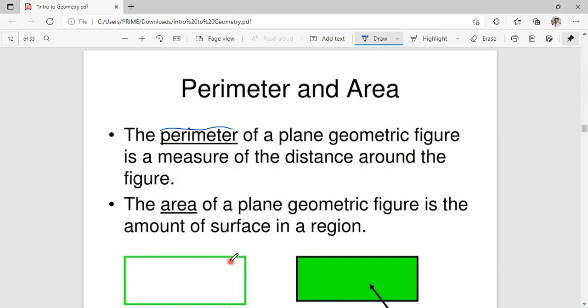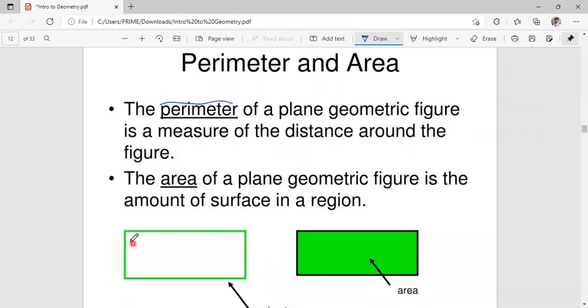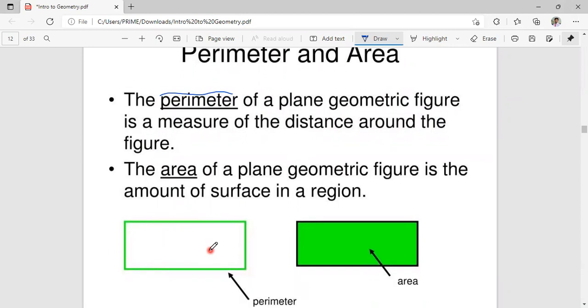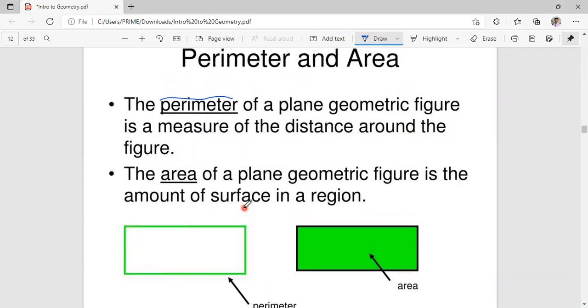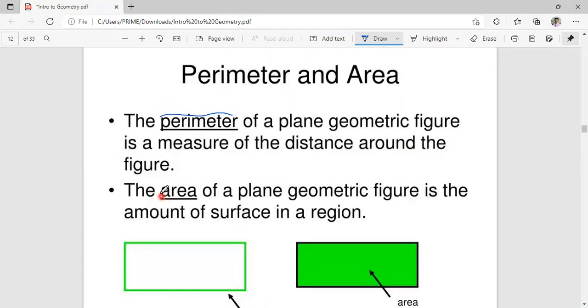Here we have a figure in front of you. This green bounded area is the outside boundary of the figure. This is a rectangle. This outside boundary is called the perimeter of a rectangle, or a square, or some other shapes.